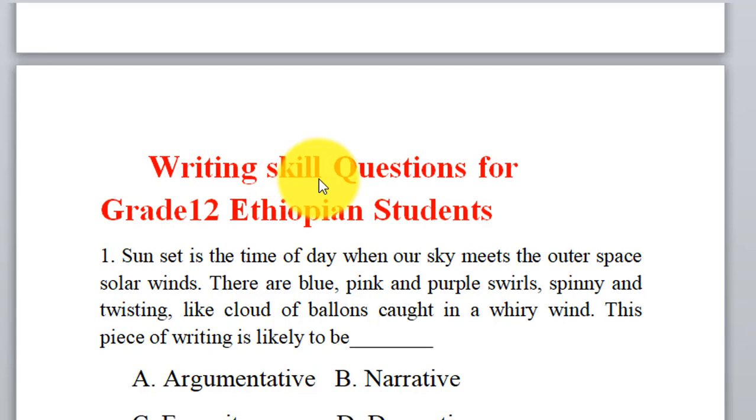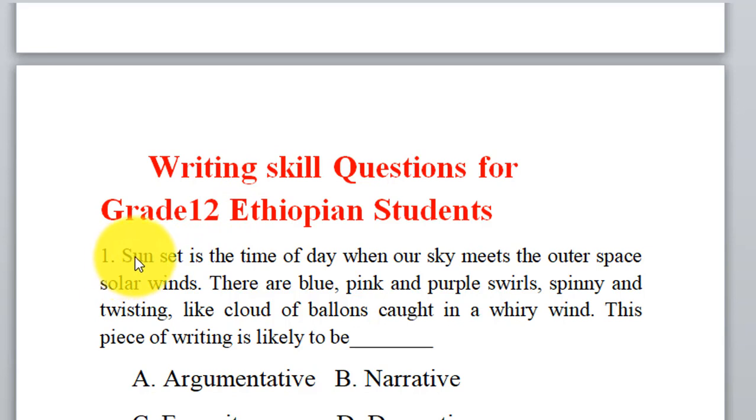This question is for grade 12 Ethiopian students. The questions are, as you see, writing skill questions for grade 12 Ethiopian students. These sample model questions consist of all the writing skill lessons, including types of paragraph, letter writing, writing instruction, and also letter writing, especially application letter, formal letter, invitation letter, and word orders and punctuation marks. All these contents are included under this writing skill question. So let's do the first question here.